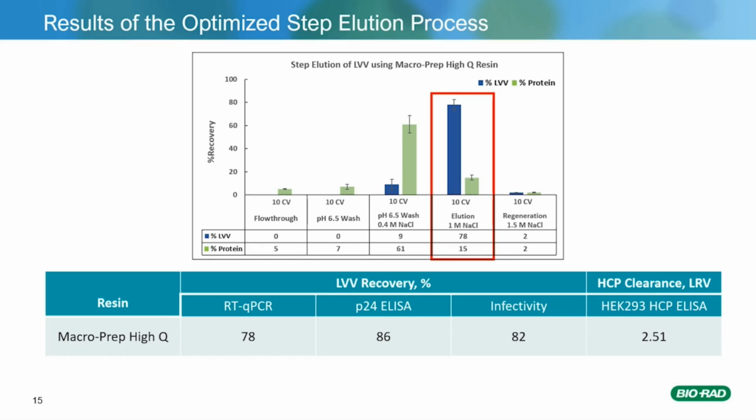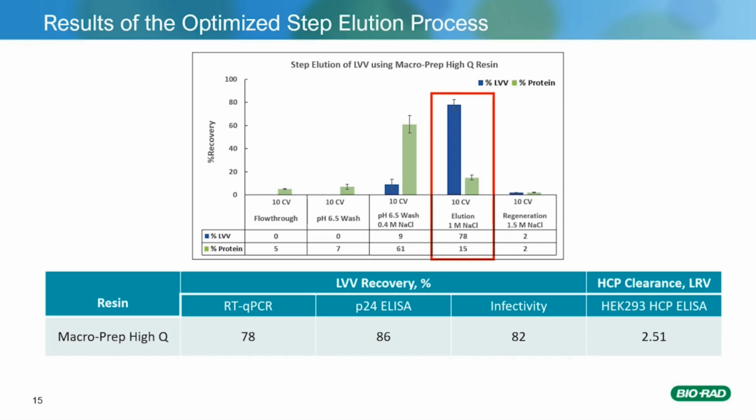While the P24 ELISA helped to measure the amount of lentiviral capsid protein, the transduction assay helped to measure the infectivity of the lentiviral particles. It can be seen from the table that the recovery data based on RT-qPCR, P24 ELISA, and transduction assays were in good agreement, thereby confirming that not only high recoveries were achieved with this step gradient process, but that the lentiviral particles maintained their infectivity during the process.